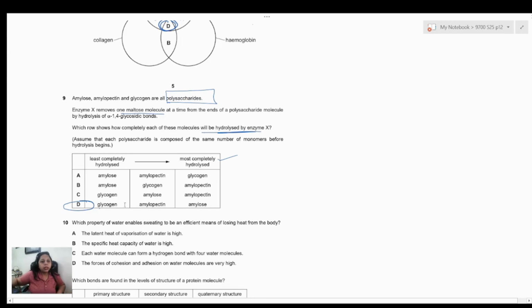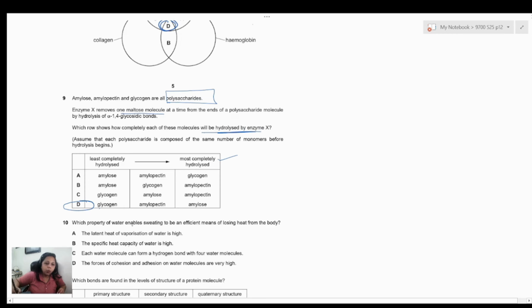Which property of water enables it to be an efficient means of losing heat? Number one, the latent heat of vaporization of water is high. Number two, the heat capacity of water is high. Each water molecule can form a hydrogen bond with four water molecules, and the forces of cohesion and adhesion on water molecules are very high. So C and D cannot be the answer. The answer lies in the latent heat of vaporization or the heat capacity.